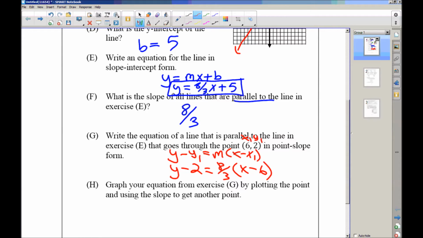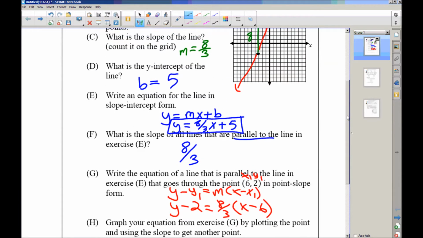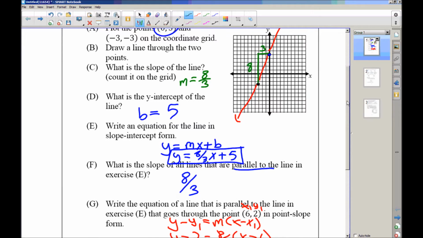Now graph your equation from exercise G by plotting that point and using the slope to get another point. All right, so we'll go ahead and graph this one. So we're going to plot the point (6, 2). That's 6 to the right and 2 up. Okay, and then we're going to use our slope, which is 8/3. So we go up 8 and over 3. 1, 2, 3 will put us there. And here is our line.